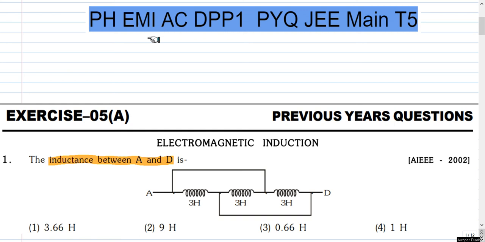In this video, I will discuss some problems of EMI and AC from previous year's question papers of JEE Main. This is the first question. The inductance between A and D is. Four options are given. You can pause the video and attempt the question.